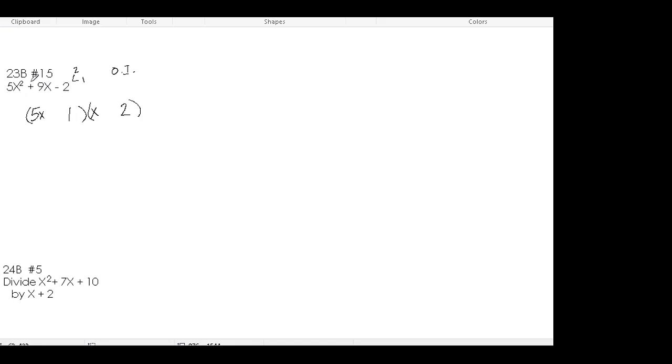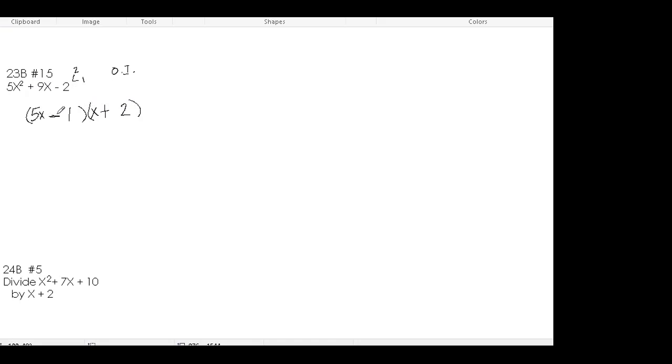Now I want the 9 to be positive. So do I want the 10 positive, or do I want the 1 positive? I want the 10 positive. So I'm going to put the plus sign here in front of the 2 so that when I multiply my outside, I'll get a positive 10.